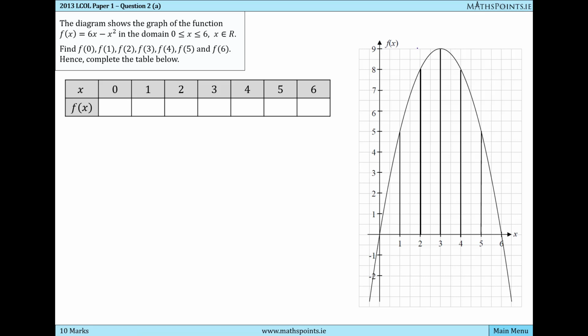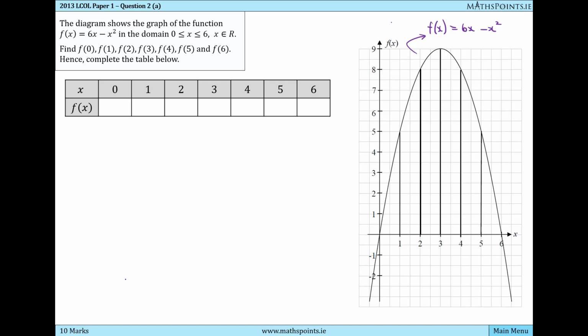So we're told that the diagram shows the graph of the curve f of x equals 6x minus x squared. So this is a quadratic function. It has a minus x squared, which explains the n shape of this curve. We're asked to find f of 0, f of 1, all the way up to f of 6. So what they're asking us for is the corresponding y values, or f of x values, for the x values from 0 to 6 in the domain.